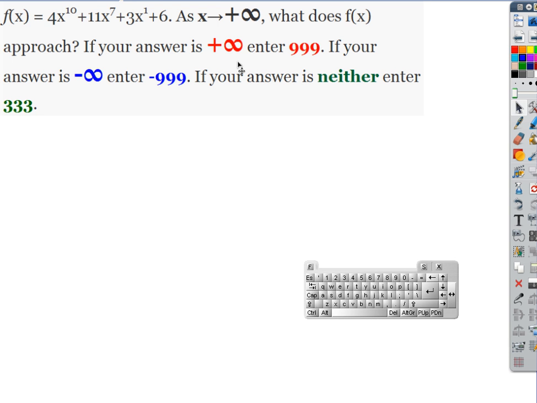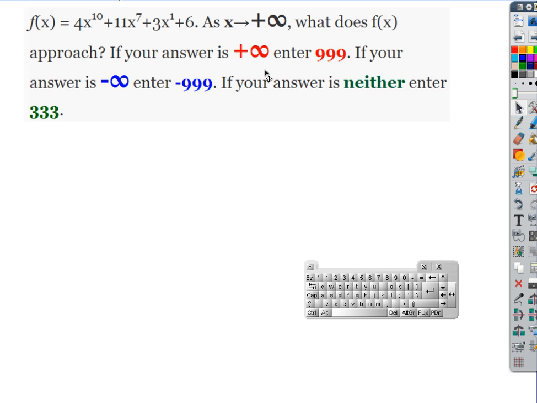Okay, so what about this? F of x, they give us some polynomial function up here. As x approaches positive infinity, what does f of x approach? If your answer is positive infinity, enter 999. If your answer is negative infinity, enter negative 999. If your answer is neither, enter 333.